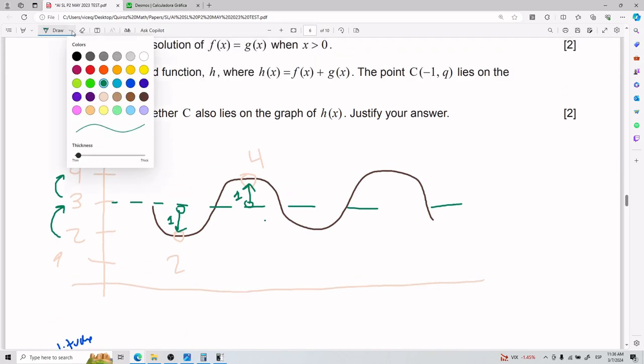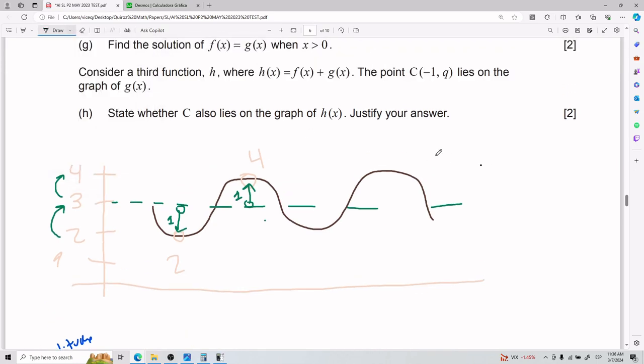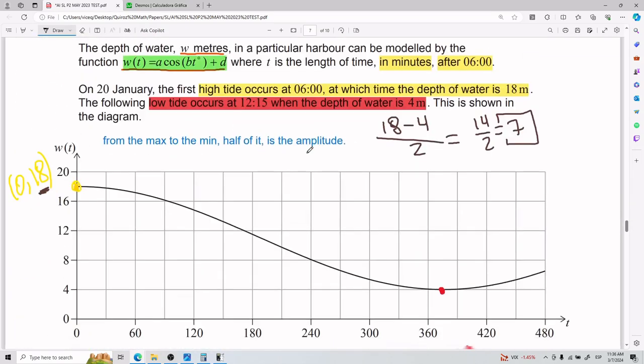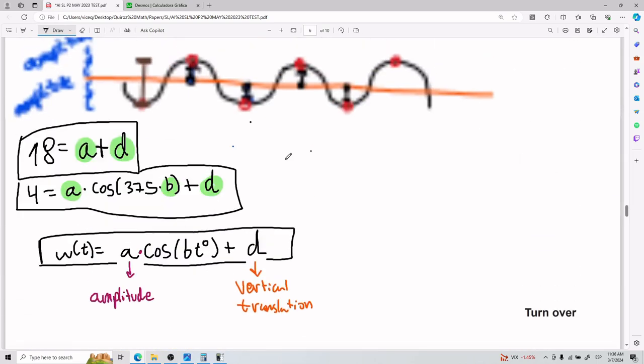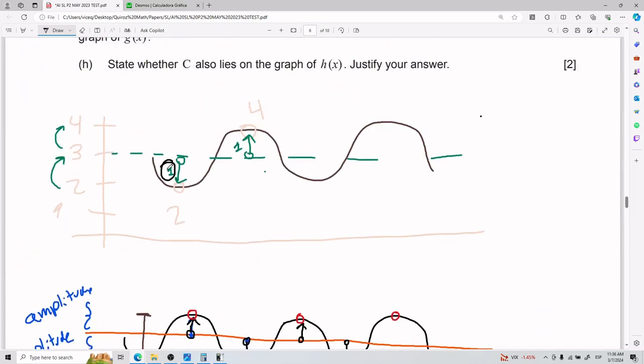Now, what's the mathematical nerdy formula that you can do? From the max to the min, so 4 minus 2, half of it, divided by 2, is the amplitude. So 4 minus 2 is 2, divided by 2 gives you 1, which is the same one that I just showed you here.